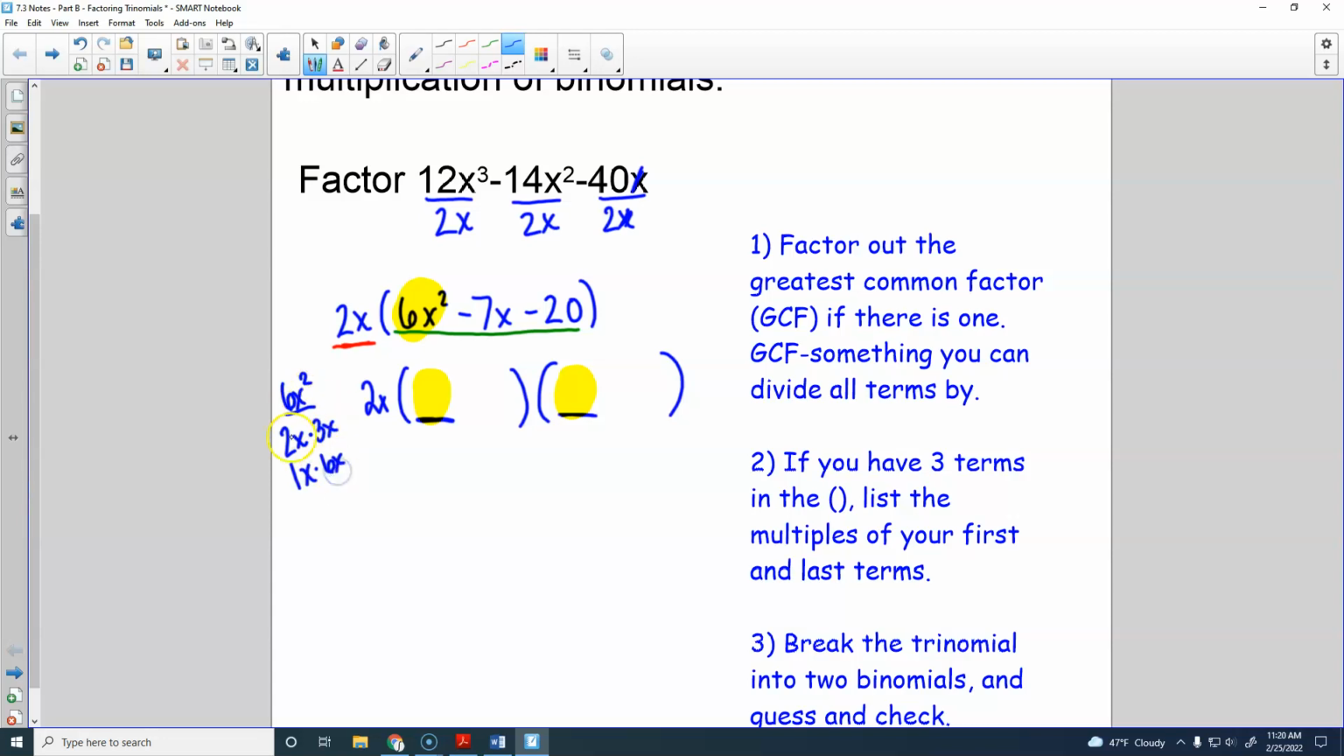1x times 6x. So these are my possibilities for the yellow spaces, which I'm going to highlight in yellow. Okay?